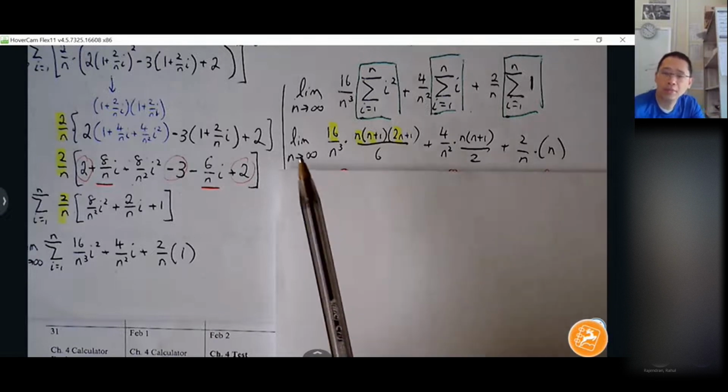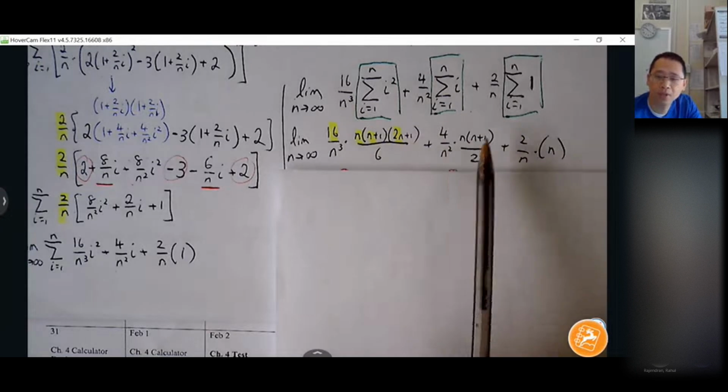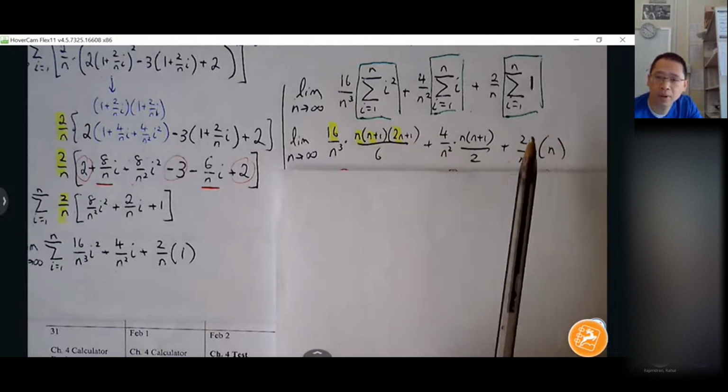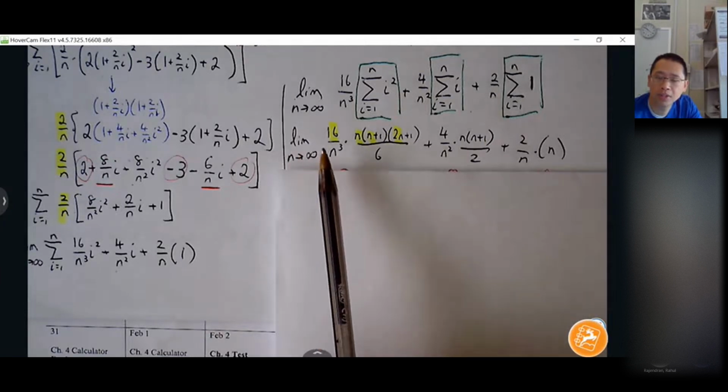Now we're just going through our cleanup steps here. Everything is in terms of n. Within each fraction, I'm just going to look for comparing degrees between numerator and denominator, and then use that information to pull the coefficients in front.